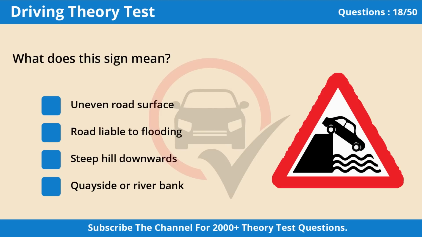Question 18. What does this sign mean? A. Uneven road surface. B. Road liable to flooding. C. Steep hill downwards. D. Quayside or river bank.